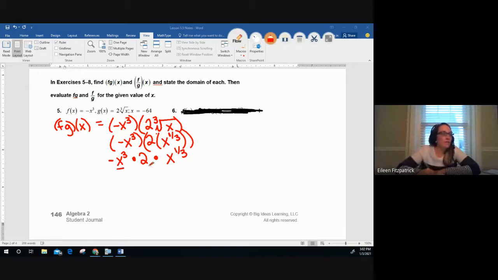So when you have the same base, the rule is to add the exponents, okay? And negative times 2. So I can write that negative 2 out front. And then it's going to be x to the 3 plus 1/3. Okay, same base. And you're multiplying so the rule is to add the exponents. So it's negative 2x to the 10/3. All right, so that is your f times g of x function.